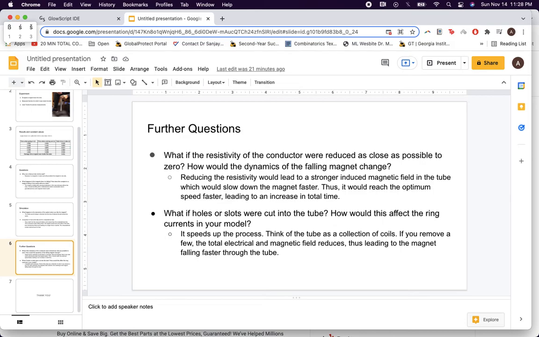What if holes or slots were cut into the tube? If holes and slots were cut into the tube, the magnet would fall down faster. This is because the holes and slots would disrupt the magnetic fields being created by the magnet and aluminum foil, and therefore it won't be as strong. If you think about it, if you remove one loop, the magnetic field reduces because it's loop-wise, and therefore the total fall time should decrease were we to have holes or slots cut into the tube.